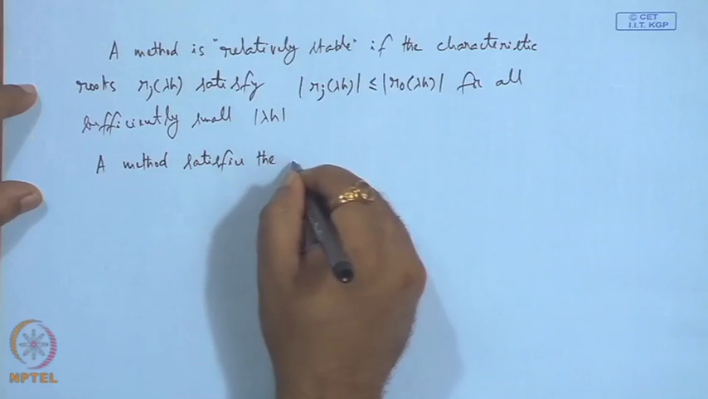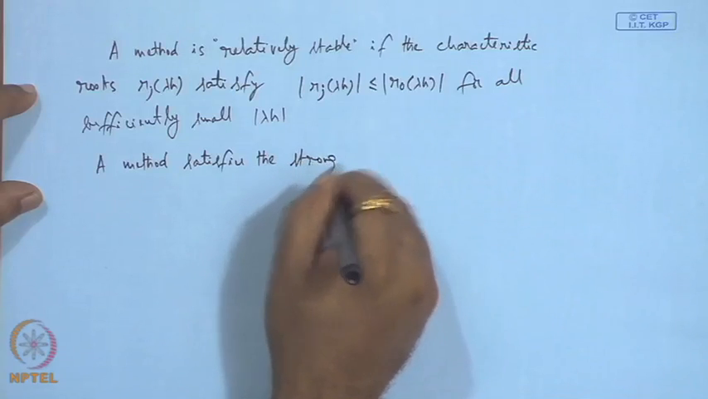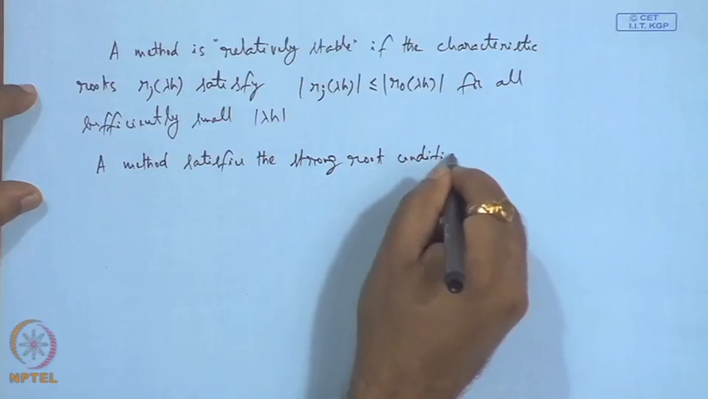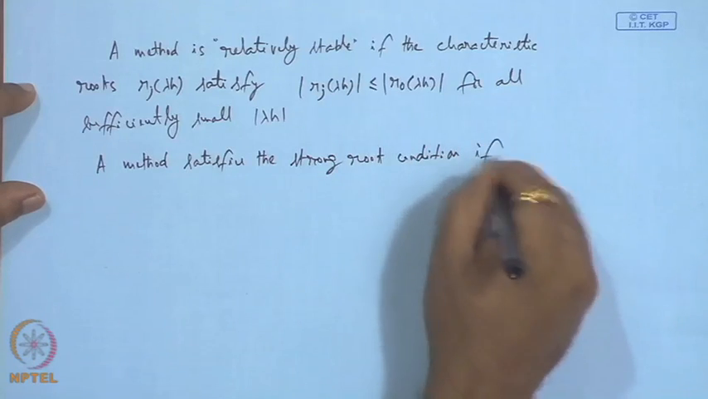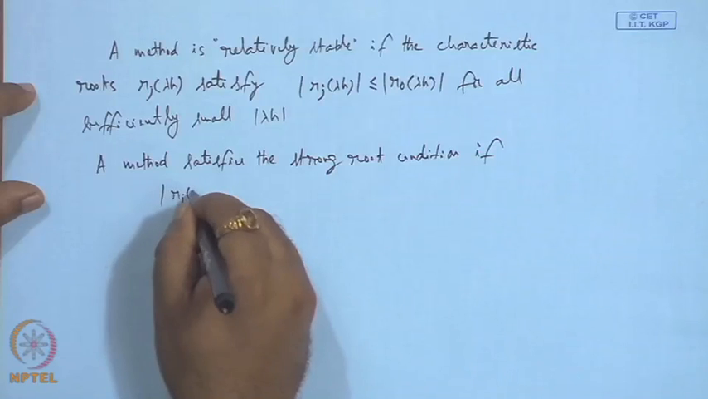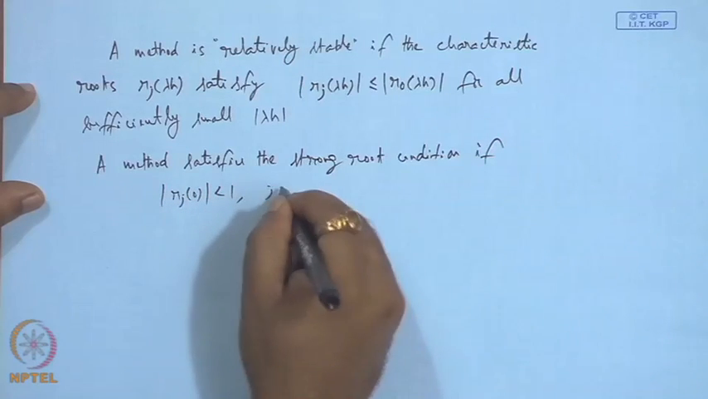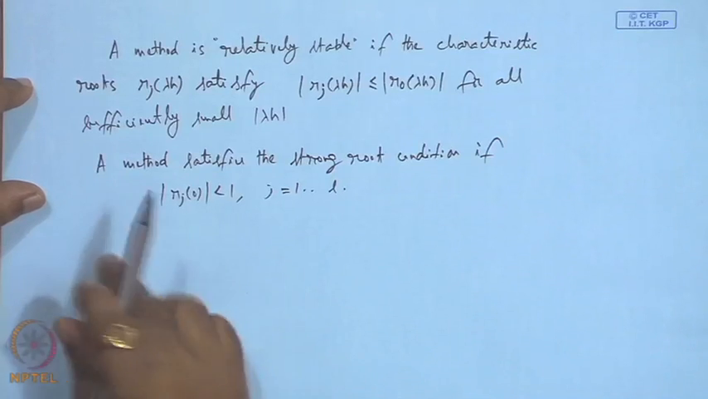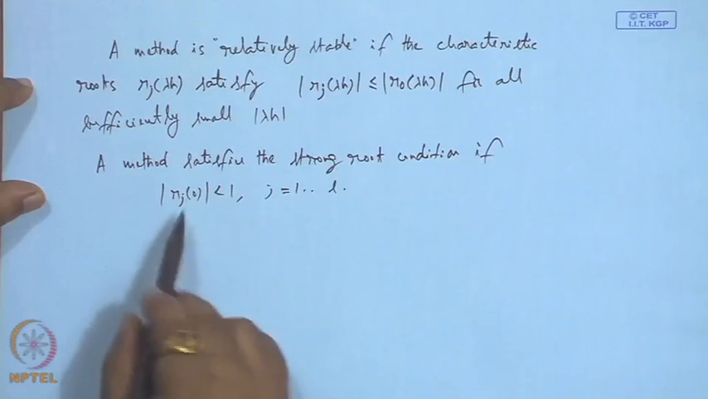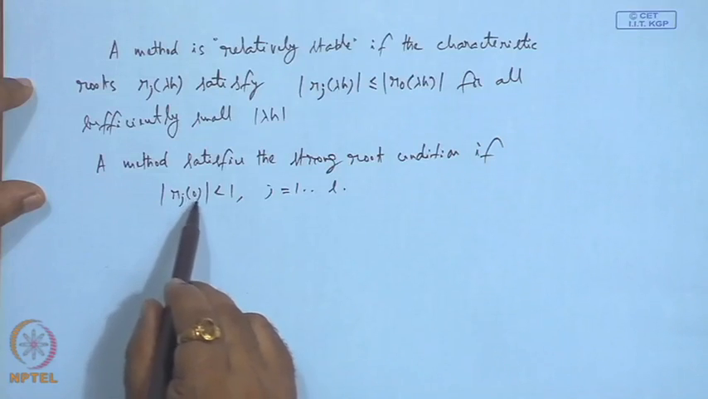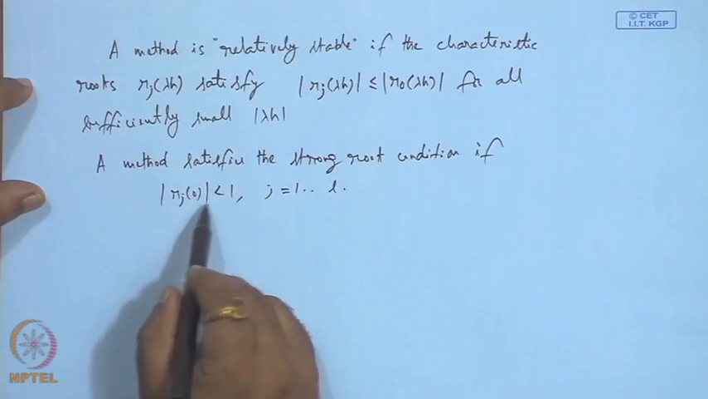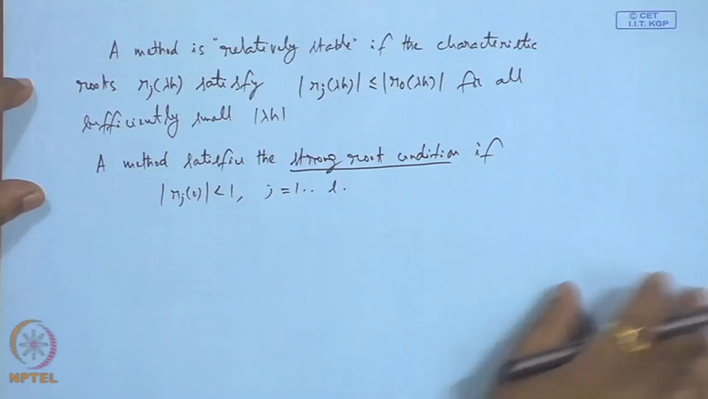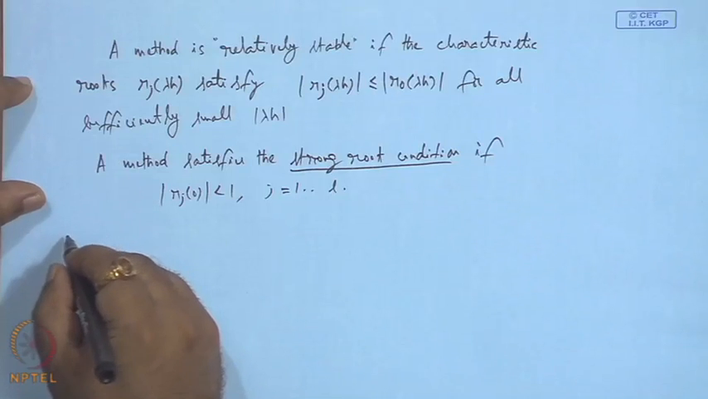The method satisfies the strong root condition if these roots which would contribute to the extraneous terms, of course for h equal to 0, have magnitude less than 1. Then we say it is a strong root condition, okay, right.